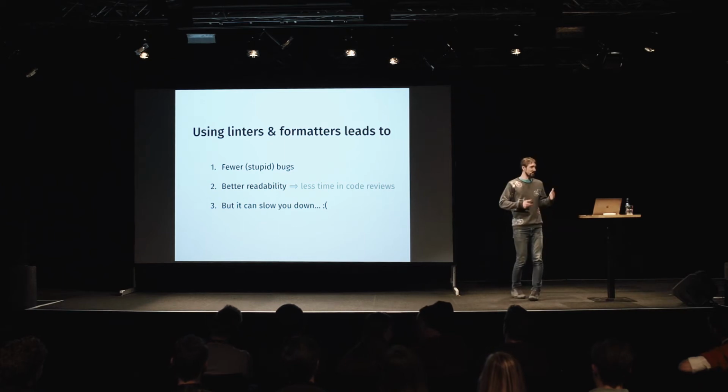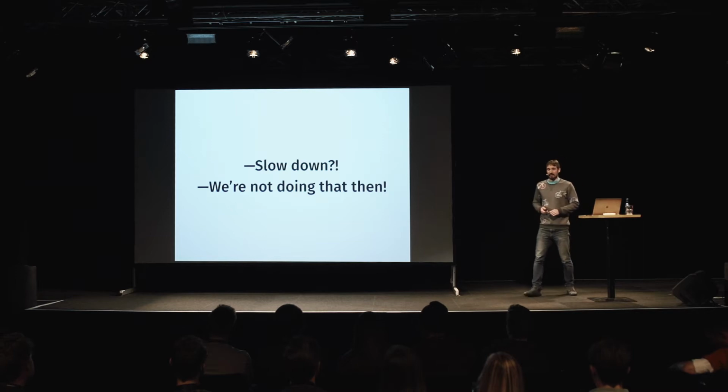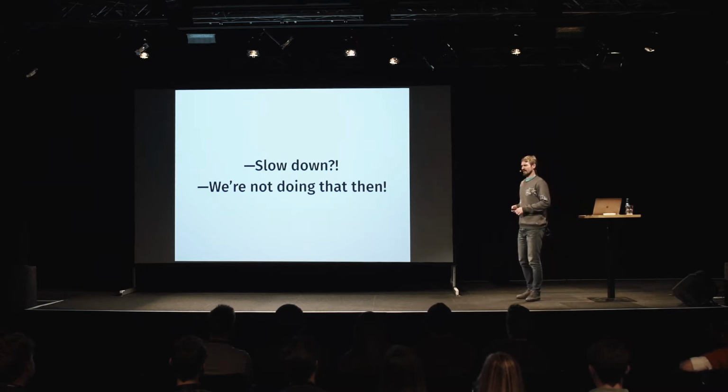So linters plus formatters can lead to fewer stupid bugs, and they can lead to better readability of your code, which in turn leads to less time in code reviews, good for business. And the third thing that I'm worrying about is that it still kind of slows you down, right, along the way. And at that moment, your boss is like, slows us down.